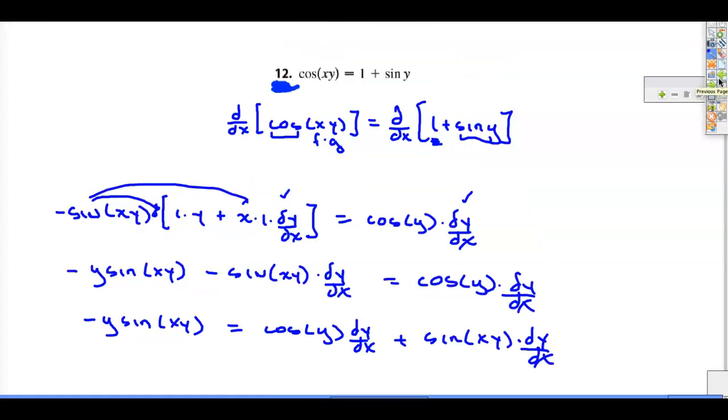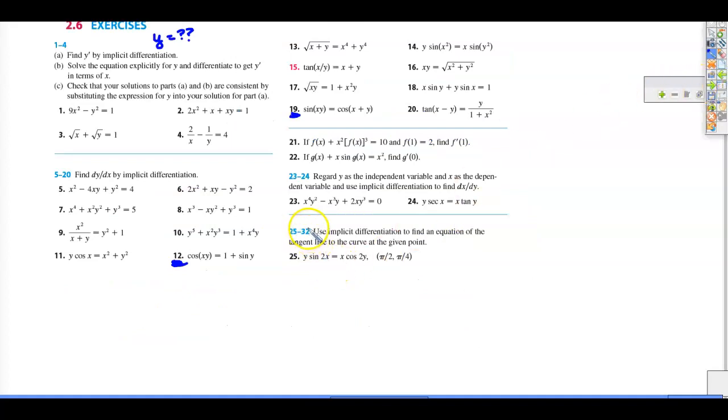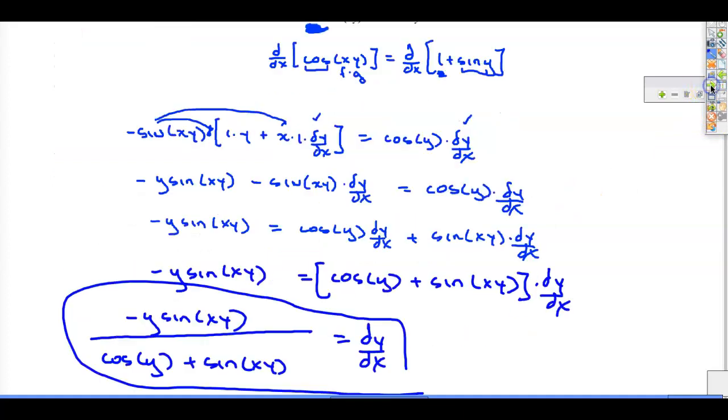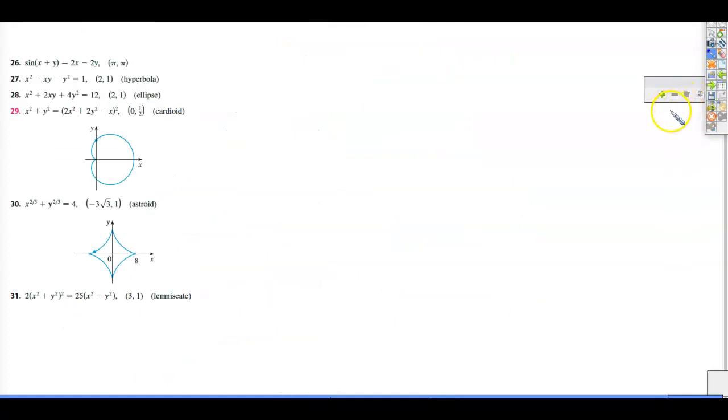Now, in this next grouping of questions, number 25 through number 32, use implicit differentiation to find an equation of a tangent line to the curve at a given point. And I don't like doing the odds because you do have the solutions to them. So let's go forward here and take a look at, let's say, they all look good.